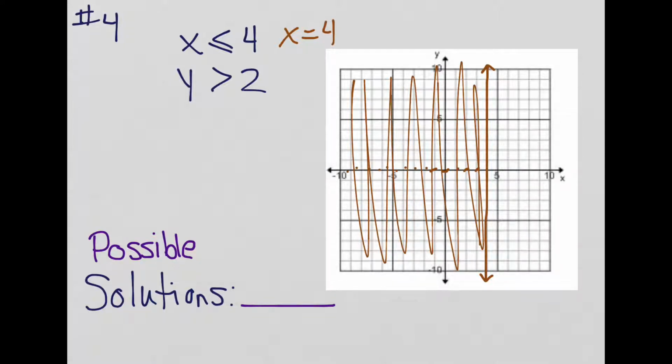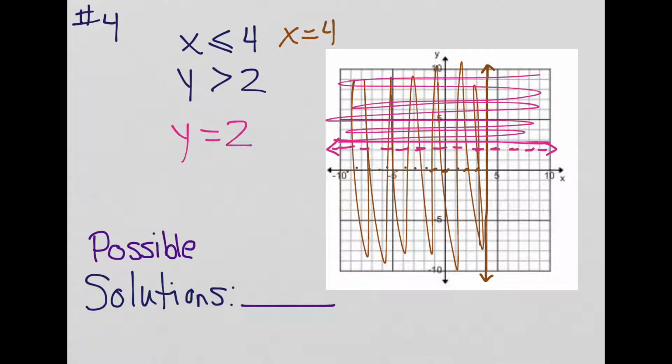Okay, let's do the second one. y is greater than 2. Well, if that was an equals and it said y equals 2, that would be the horizontal line that goes through 2. But it's a dotted line because it's just greater than, it's not equal to. So it's a dotted line that goes through 2 horizontally. And it's greater than. So what's a number greater than 2? 3, 4, 5? Oh, okay, all these numbers up here are greater than 2.